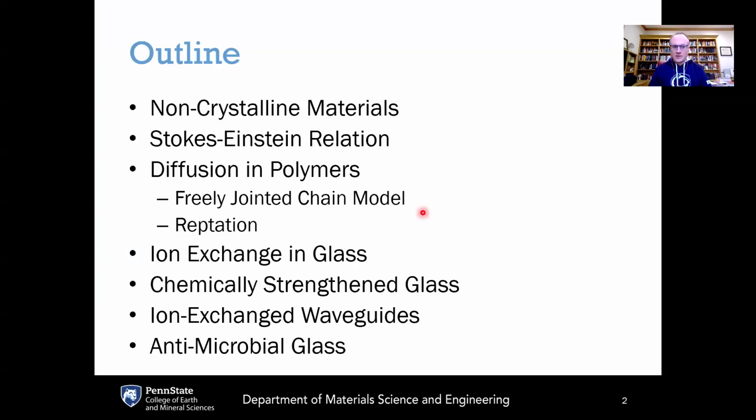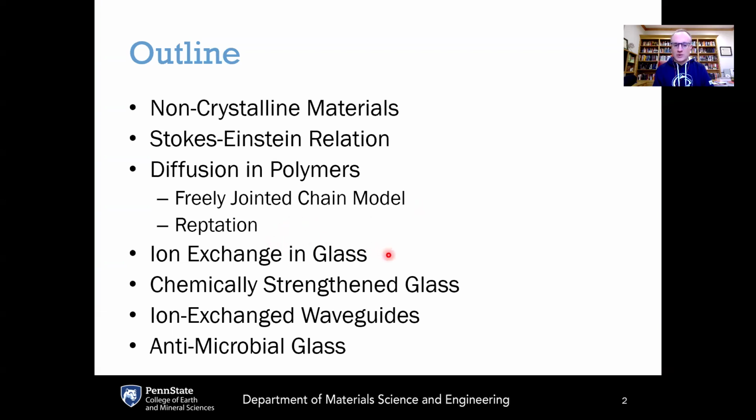So the outline for today is that we're going to briefly introduce non-crystalline materials. We're going to cover two different approaches to diffusion in polymers. One that is based on the Stokes-Einstein relation and what's known as the freely jointed chain model, and the second, which is based on the notion of reptation.